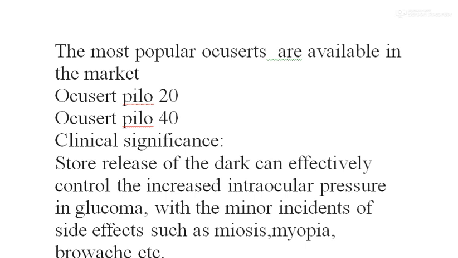In the market, the popular Ocusert products are the Ocusert Pilo 20, which contains pilocarpine, that's why it's named Pilo, and the Ocusert Pilo 40. The 40 and 20 indicate the dose, which varies. The main component of these drugs is pilocarpine, that's why it's named Pilo. Ocusert is the dosage form, Pilo is the drug contained, and 20 is the dose amount.